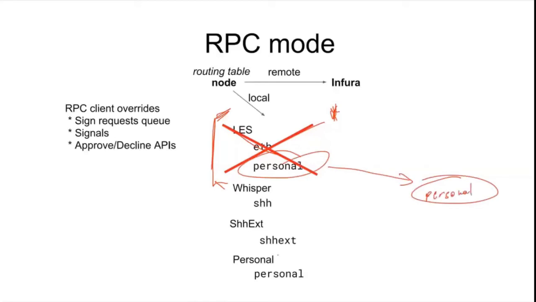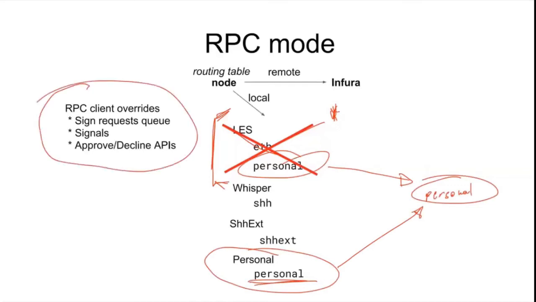and created a super light service of our own that uses the same signing API. That way we also have the personal namespace exposed even though LES is not running. And there we also have this client override. That is essentially how our RPC mode works, right? It's a little bit more complicated, but it has its own ups and downs.